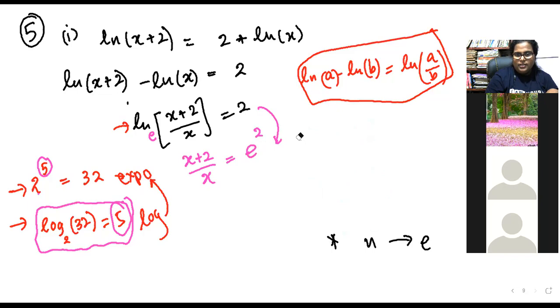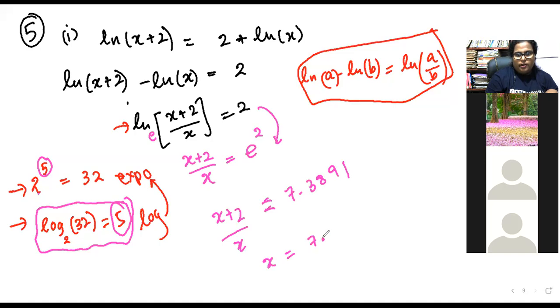Now our x is just a variable. So you can solve this one further like this, because you know that e has a value. So e squared, we can take the value for e squared by using the calculator. It is 7.3891, right? And x plus 2 equals 7.3891x. We will take this as 7.39 for convenience of simplification.